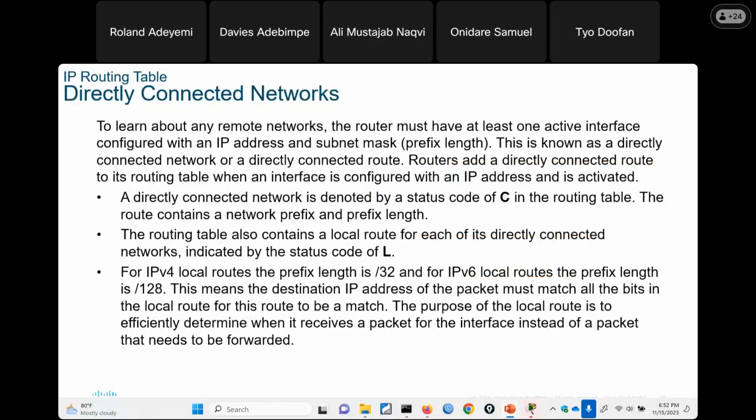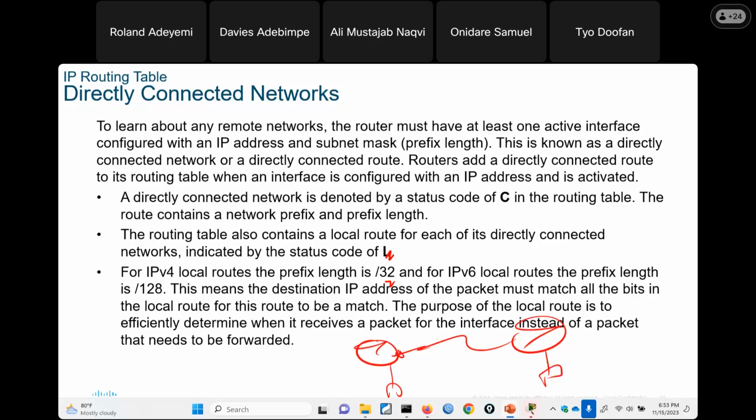We'll talk about directly connected network. When you see C, it simply means directly connected. And when you see that L, that is the IP address that is put on that interface. And the reason why you see /32 is because it's just referring to that IP address, not the subnet the address came from. You know, the 32 bits, we're concerned about the 32 bits. Now, directly connected network interface is very important because if that interface is down, we can't know about remote networks.